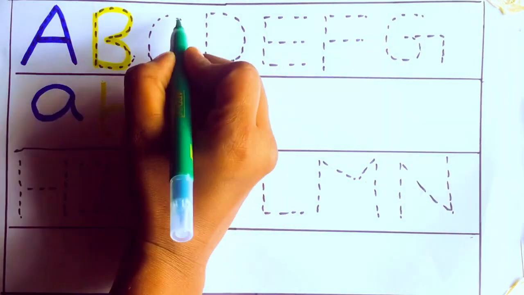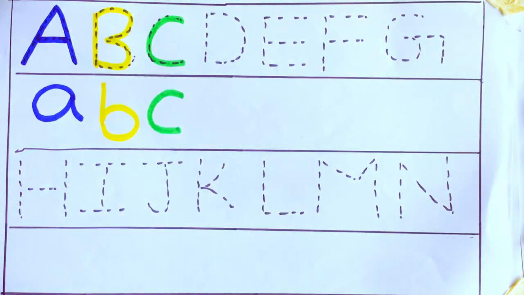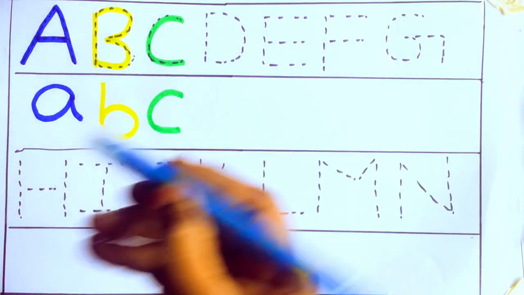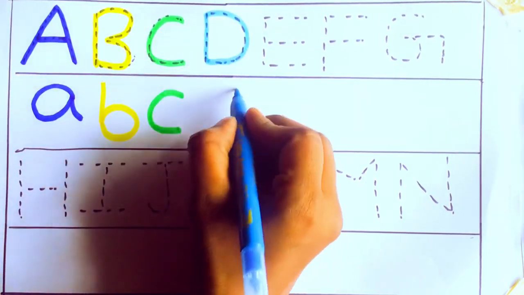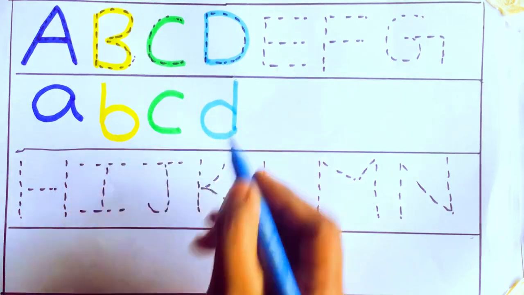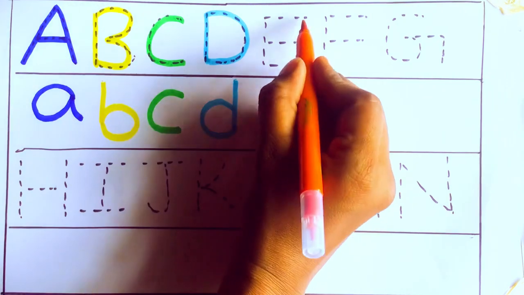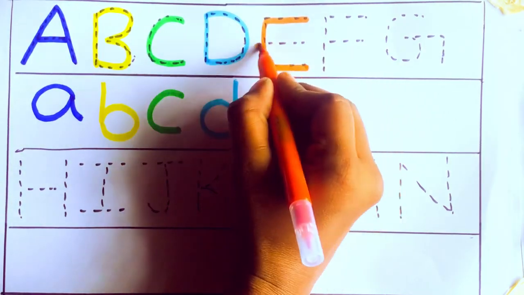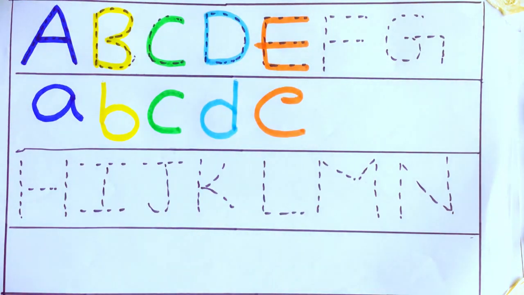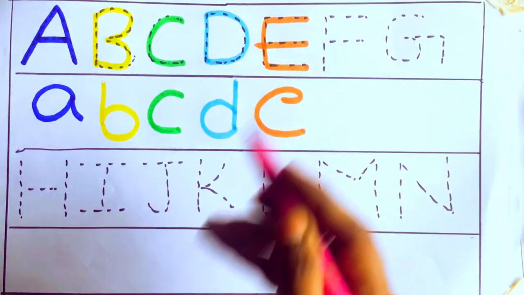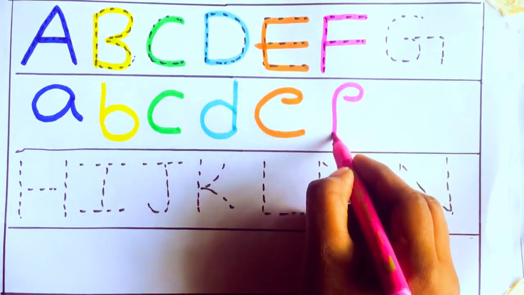Green color, C for cat, small c. Sky blue color, D for dog, small d. Orange color, capital E, small E for elephant. Pink color, F for fish, small f.